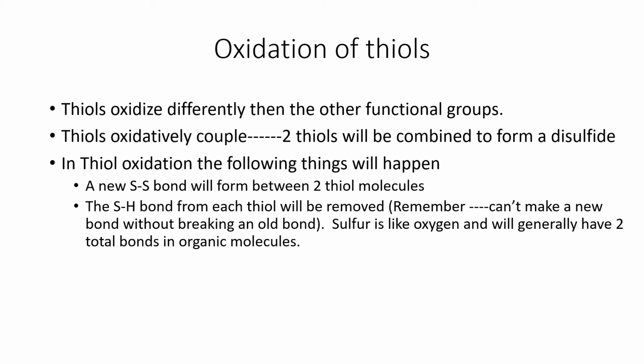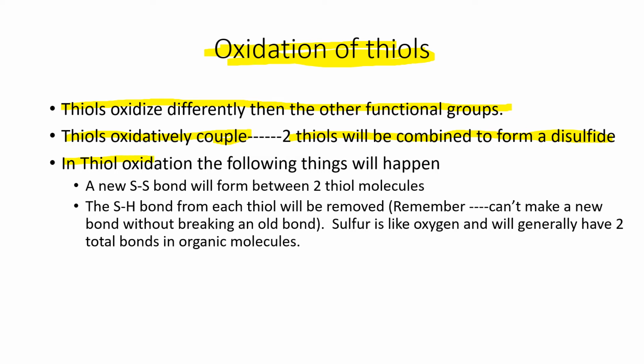There's one more type of oxidation, and this one works a little bit differently than the oxidations we just talked about. This is the oxidation of thiols. Thiols end up oxidizing a little bit differently than some of the other functional groups that we just talked about, so we're going to treat them separately. What happens with a thiol is thiols oxidatively couple. And what that means is that 2 thiols will combine and form a new thing, a disulfide. You can think about this as linking 2 thiols together.